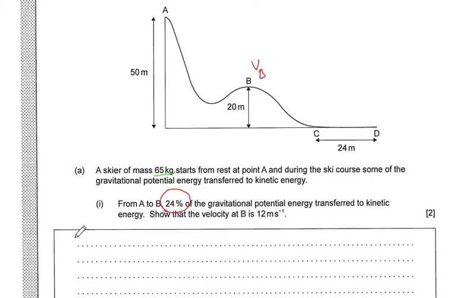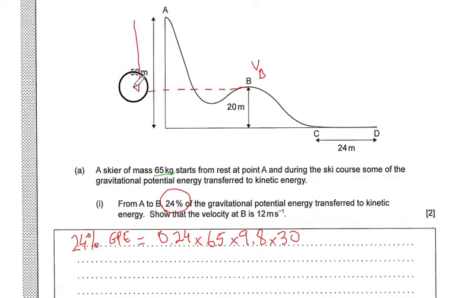First of all, 24% of the gravitational potential energy, let's calculate that. 0.24 times gravitational potential energy, which is mgh. We are given mass to be 65. We know g would be 9.8. Here's the trick. We have to use 30 meters here because that's 50, that's 20. That difference is 30 meters.